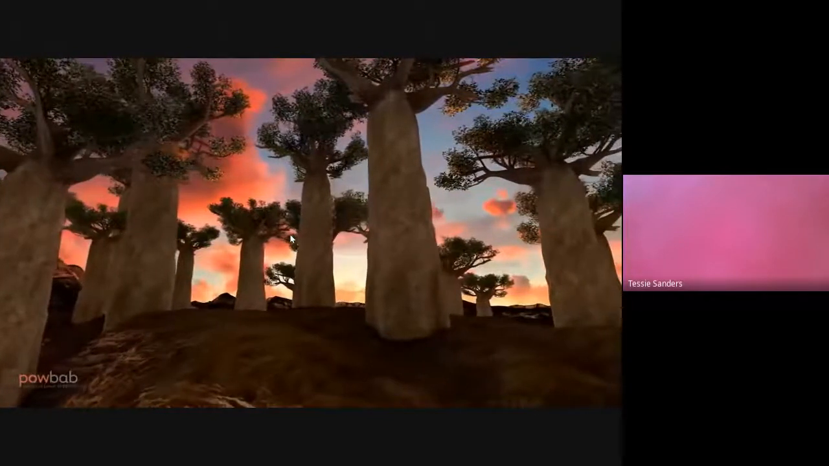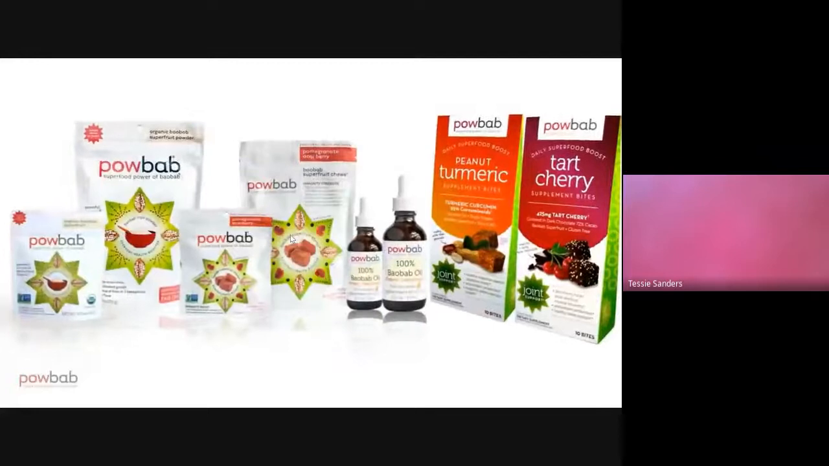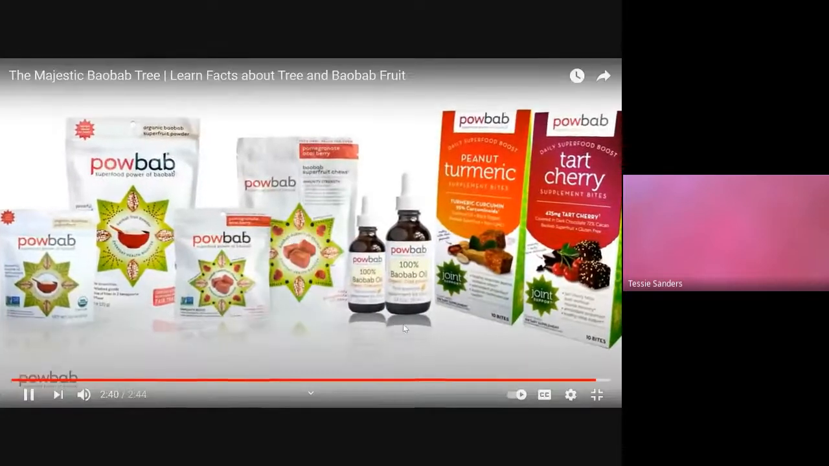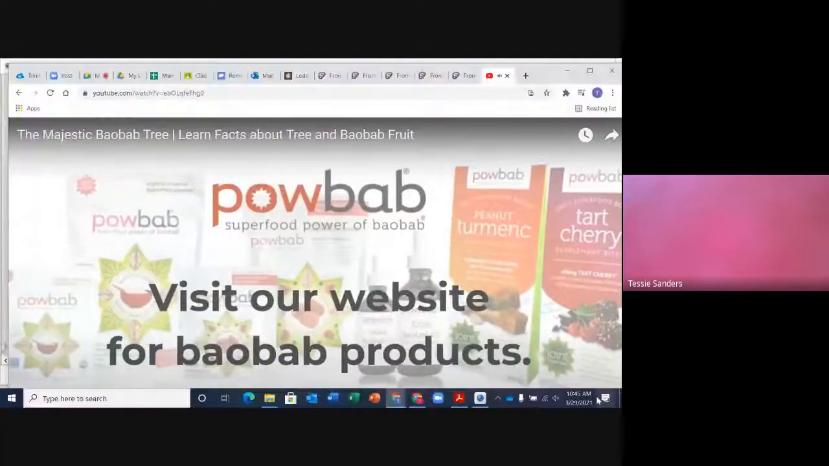Love these trees? So do we. Check us out at baobab.com.